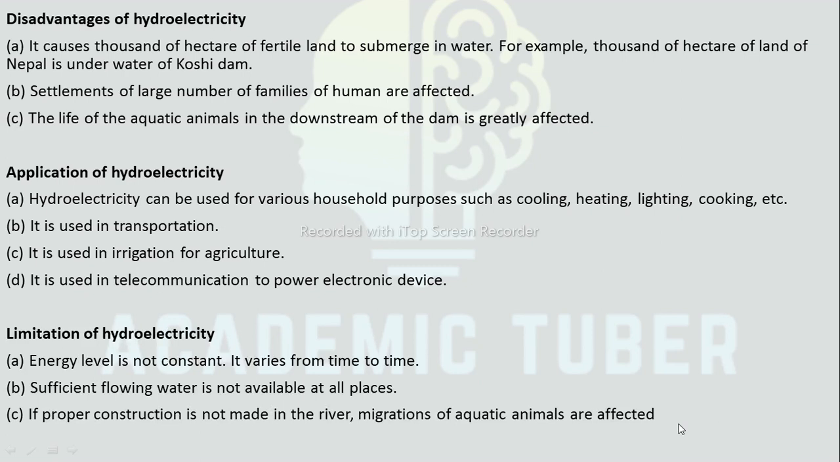Here are some of the limitations of hydroelectricity. Energy level is not constant, it varies from time to time. Sufficient flowing water is not available at all places. If proper construction is not made in rivers, migration of aquatic animals is also affected by it.